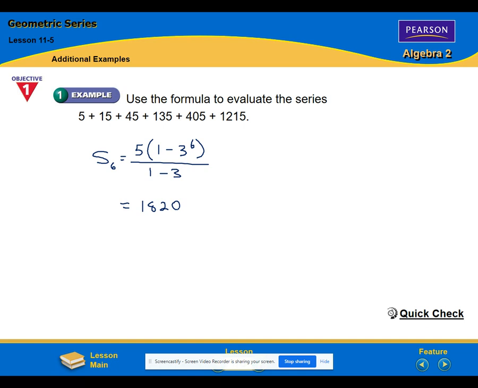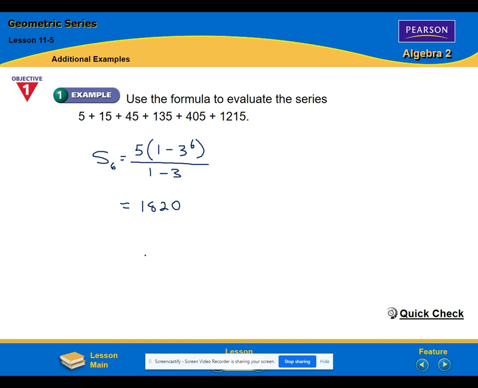And not only that, the problem said use the formula, and the state standard says you're to learn the formula. So please, even on a simple one, even if it was 3 numbers, use the formula. And it comes out to 1,820. Now, if you add the 6 numbers up, that would be a way to check and make sure that you got the right answer.